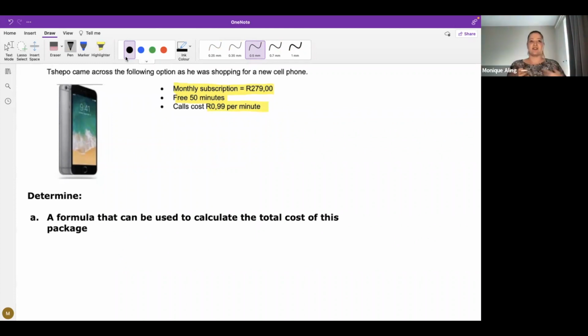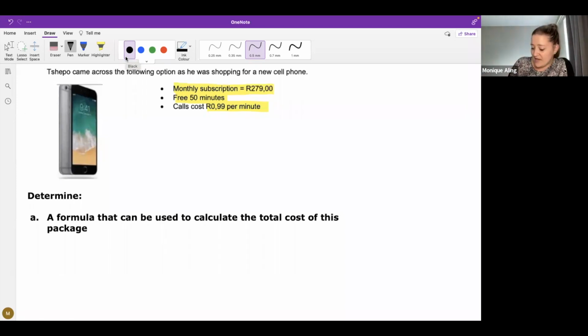So if I had to ask you, can you work out how much it would cost if Tsepo made 500 minutes worth of calls this month? What if he made 200 minutes? We're obviously going to use the same formula over and over again, so we need a general formula.